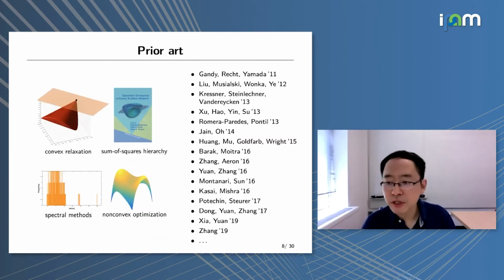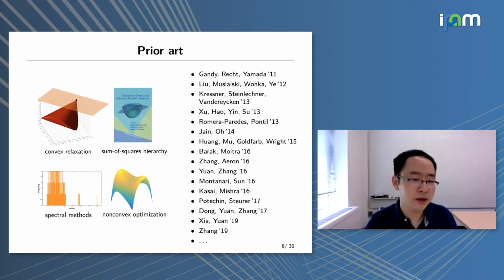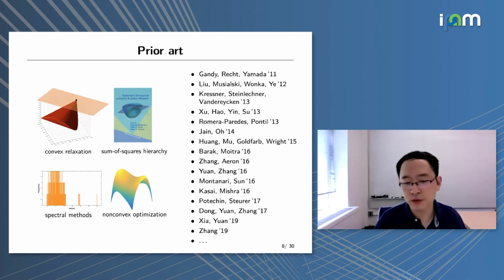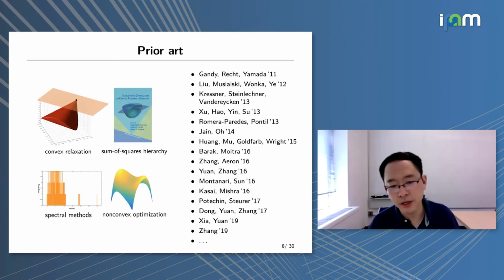As you can imagine, this is a very popular problem that has been studied by a lot of people. Here I'm listing a few examples, and a lot of different kinds of algorithms have been proposed towards solving this, including convex relaxation, spectral method, sum of squares hierarchy, non-convex optimization, a lot of them. So why is there still room for us to make improvement?